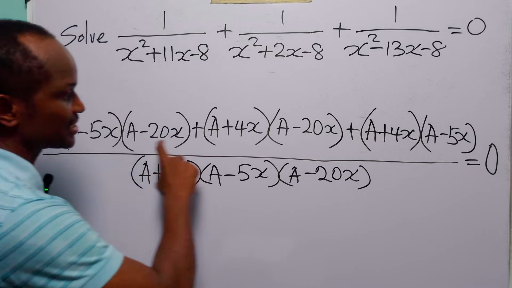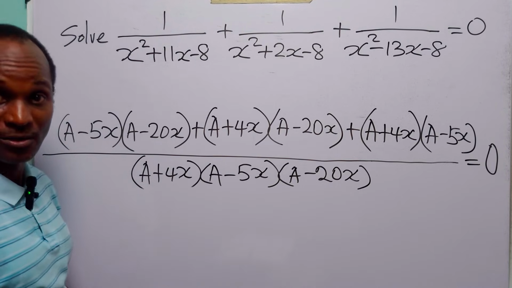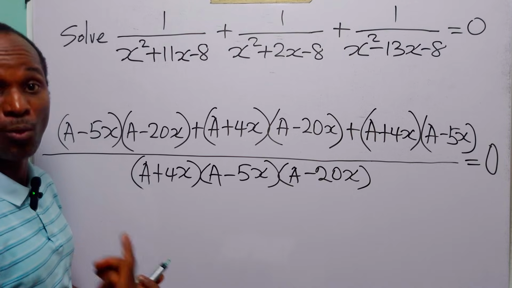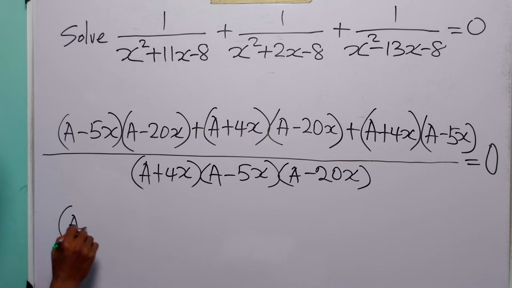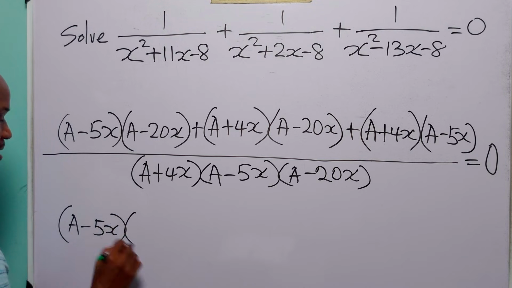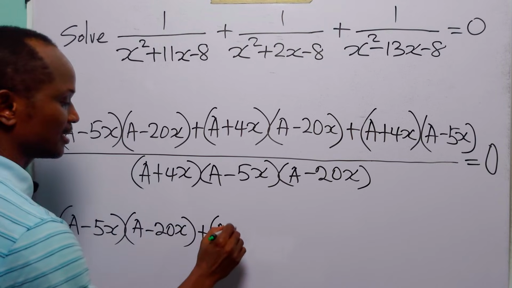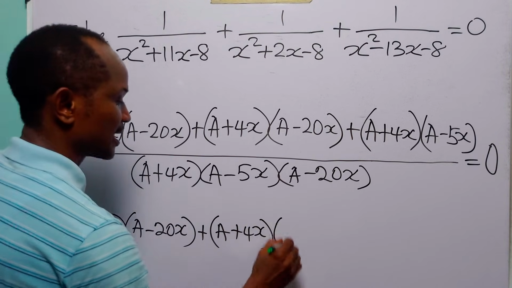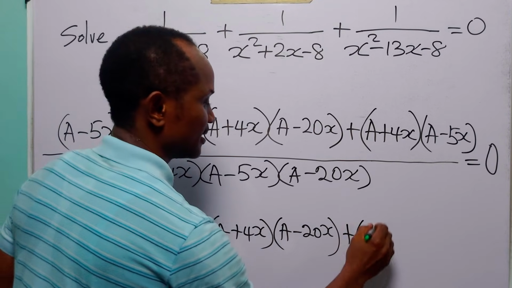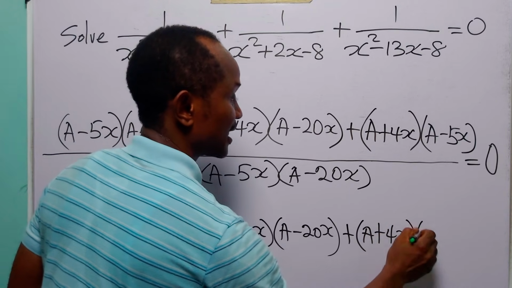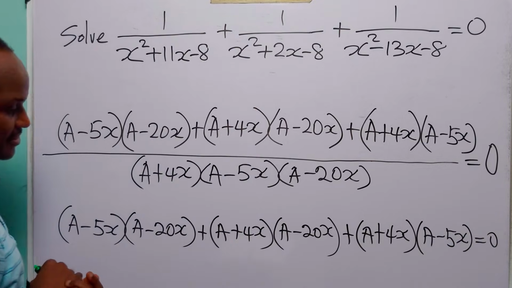And of course, you know that for this fraction to be equal to 0, only the numerator is allowed to be equal to 0. The denominator can never be equal to 0. So from here, we have a minus 5x times a minus 20x plus a plus 4x times a minus 20x plus a plus 4x times a minus 5x is equal to 0.